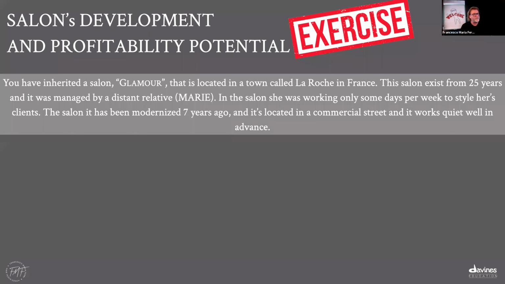Okay, so now, imagine that you are inheriting a salon. This salon is called Glamour, and it is located in a beautiful little city in France, which is called La Roche. It is an existing salon with 25 years of activity. It was managed by a distant relative called Marie.